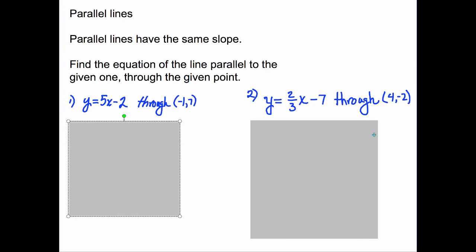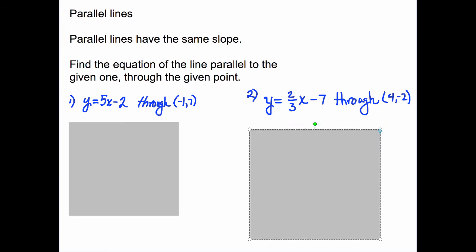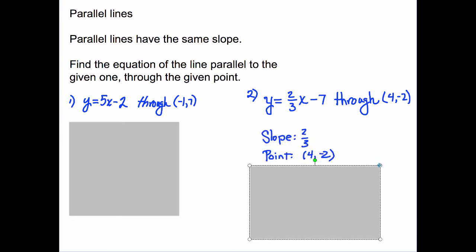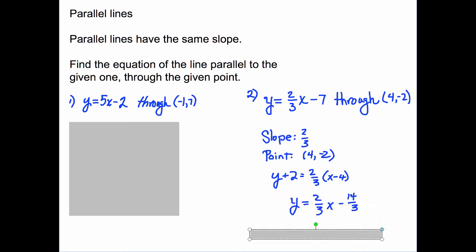We'll take a look at the second problem. The slope is 2/3. The point is 4, negative 2. And we can write that in point slope form as y plus 2 equals 2/3 times x minus 4. Now you could leave your answer like that, but if you did put this in slope-intercept form, it would look like this, y equals 2/3 x minus 14/3.